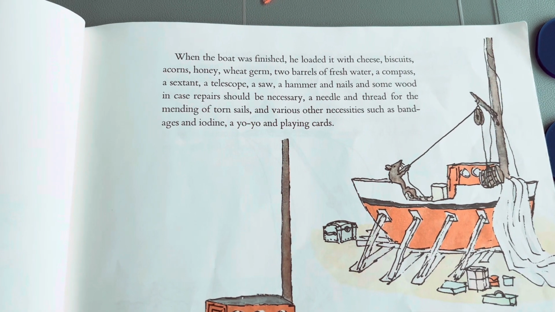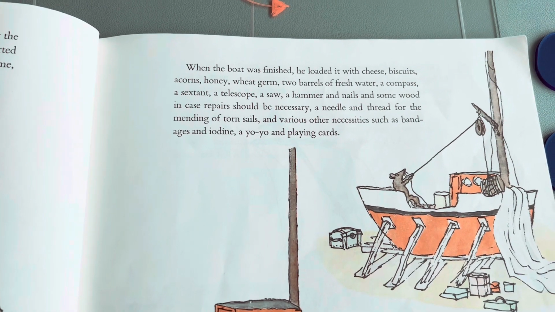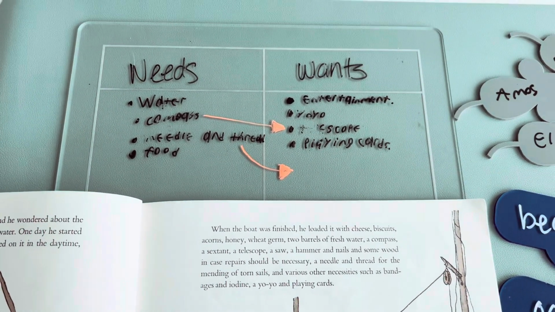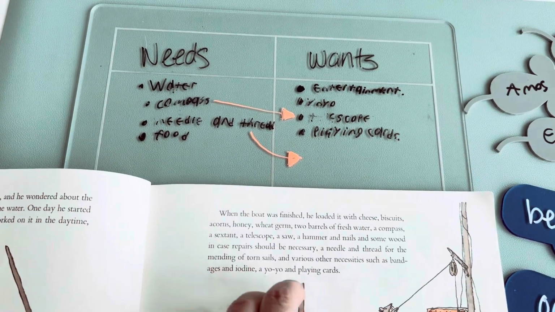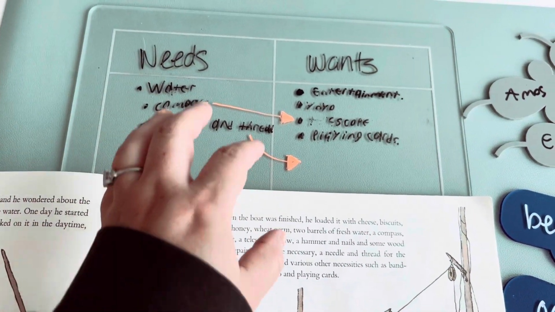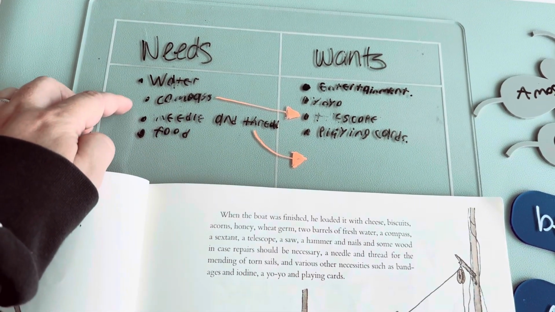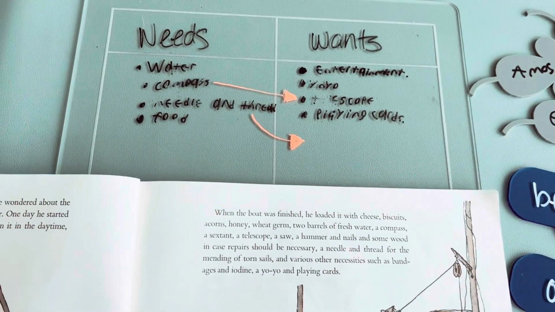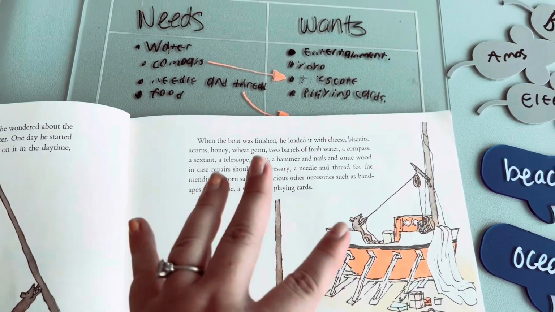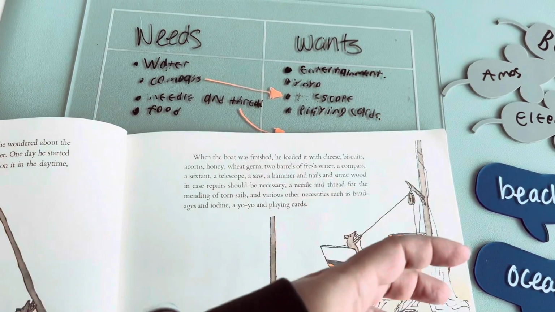And he's taking things like yo-yos and playing cards and other things like water. So we incorporated what we've been learning about in economics, and we wrote down things that would be considered needs and things that would be considered wants. They had some things here like a compass and needle and thread, and we moved that over to wants. But anyway, that is how I love incorporating our other subjects in all our other subjects.